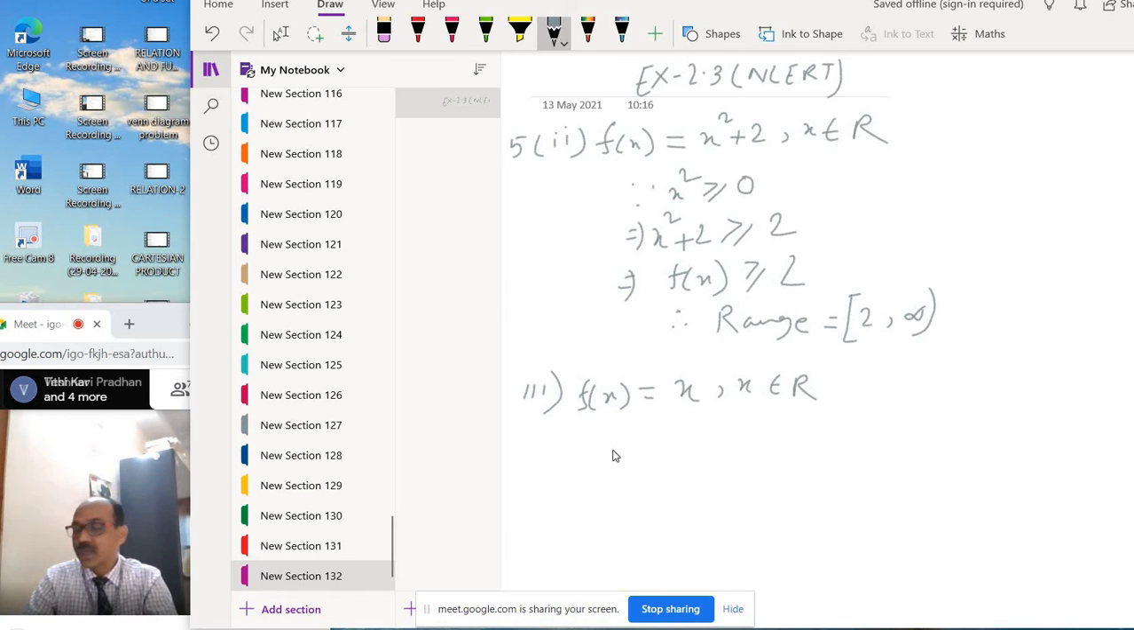Therefore, since x belongs to R, the range equals R. So both are the same, range and domain. Okay? Clear, all of you?